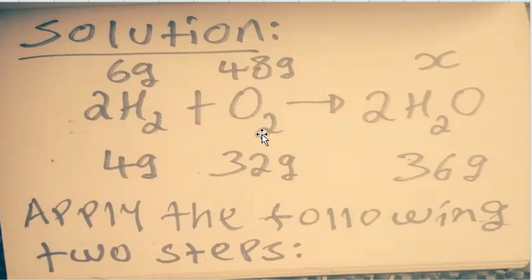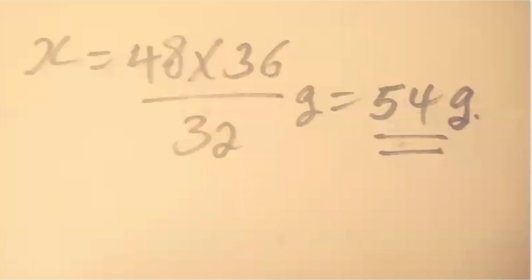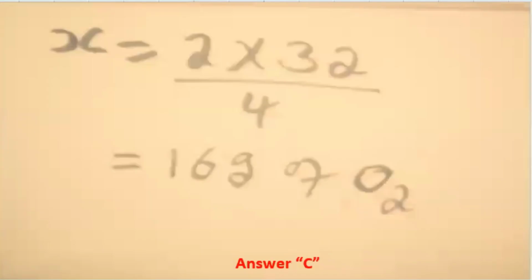Okay, hydrogen and oxygen are in stoichiometric proportion. Then directly we can calculate the mass of the reactants, which are in stoichiometric proportion. From 4 gram hydrogen reacted with 32 gram oxygen, and 2 gram hydrogen reacted with what? X gram. Then crisscross, the amount of oxygen is X, which equals 2 times 32 divided by 4, which is 16 gram. Therefore, the answer must be what? C.